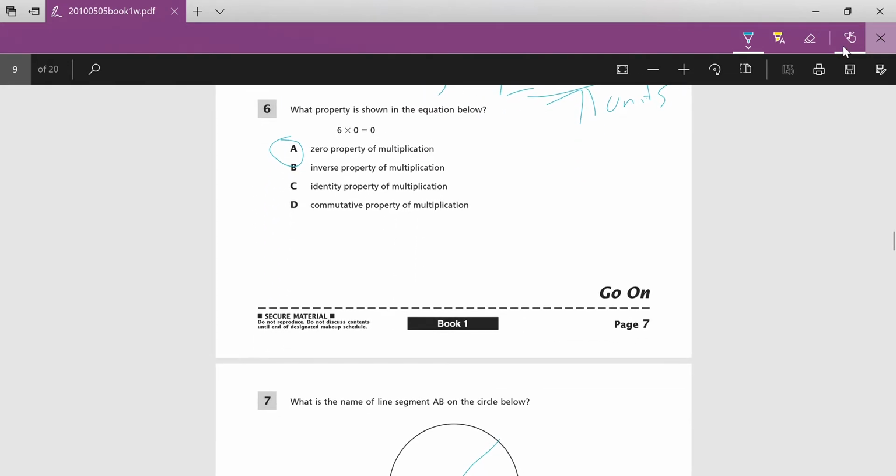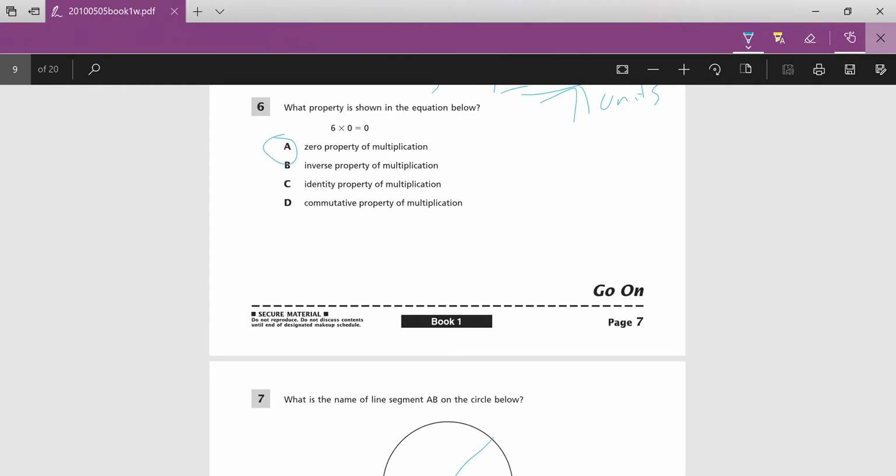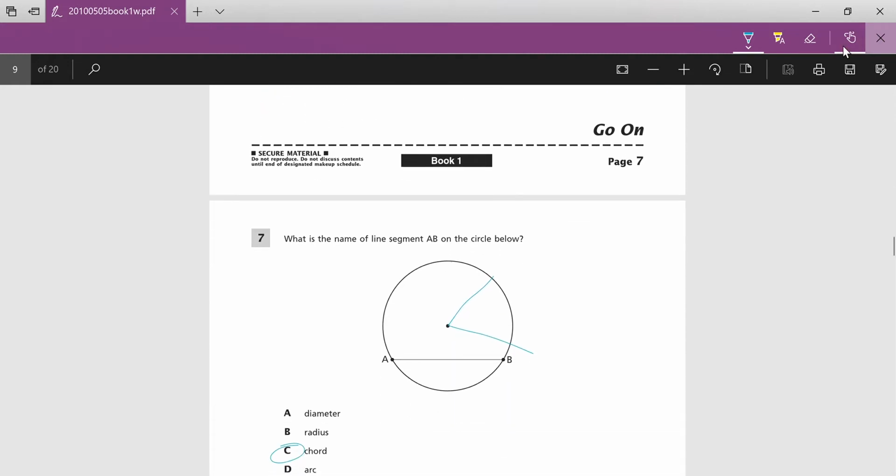What property is shown in the equation below? So this is something that we didn't quite go over extensively, but basically this property is 6 times 0 equals 0. It's telling you that anything times 0 would equal 0, and that's a zero property of multiplication.